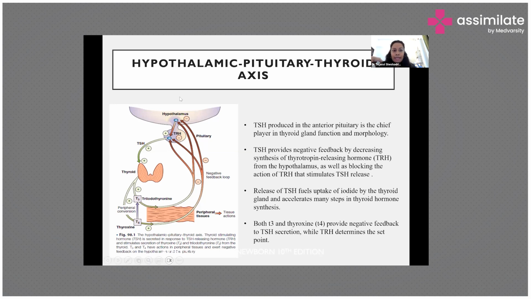Once the TRH stimulates, TSH is produced by the pituitary. The TSH then acts on the thyroid gland and stimulates the release of T3, which is the active thyroid hormone, and T4.